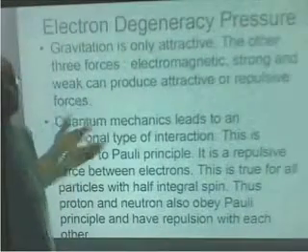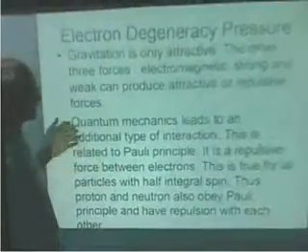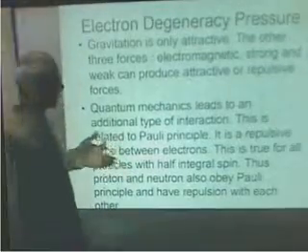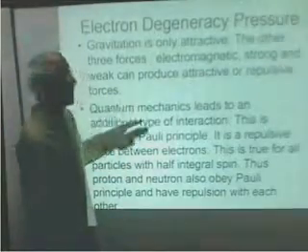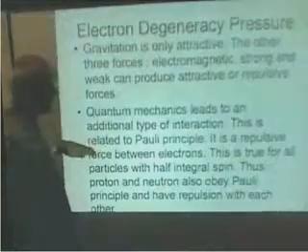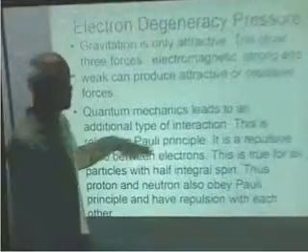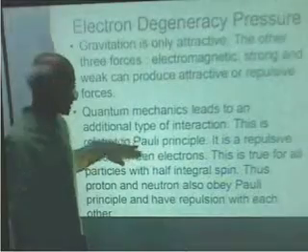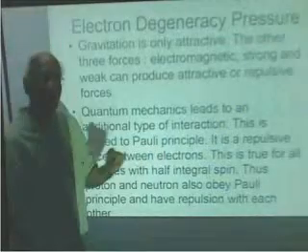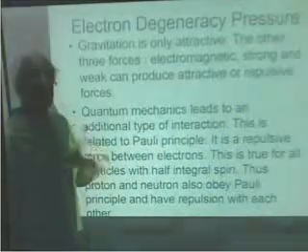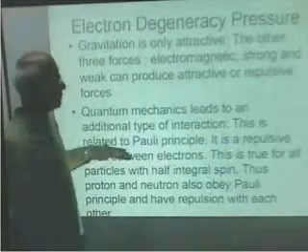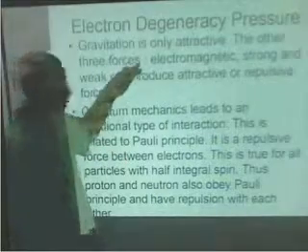But what produces the pressure then? The pressure is produced by just quantum mechanics. How can quantum mechanics produce pressure? Quantum mechanics leads to an additional type of interaction, which is what is called the electron degeneracy pressure. This is related to something which you are familiar with, the Pauli principle, which you must have studied in chemistry and physics. It is a repulsive force between the electrons. Pauli principle says that you cannot put two electrons in one state of the atom because they repel each other. Exactly the same way, the repulsion between the electrons is what really produces the pressure in the white dwarf.